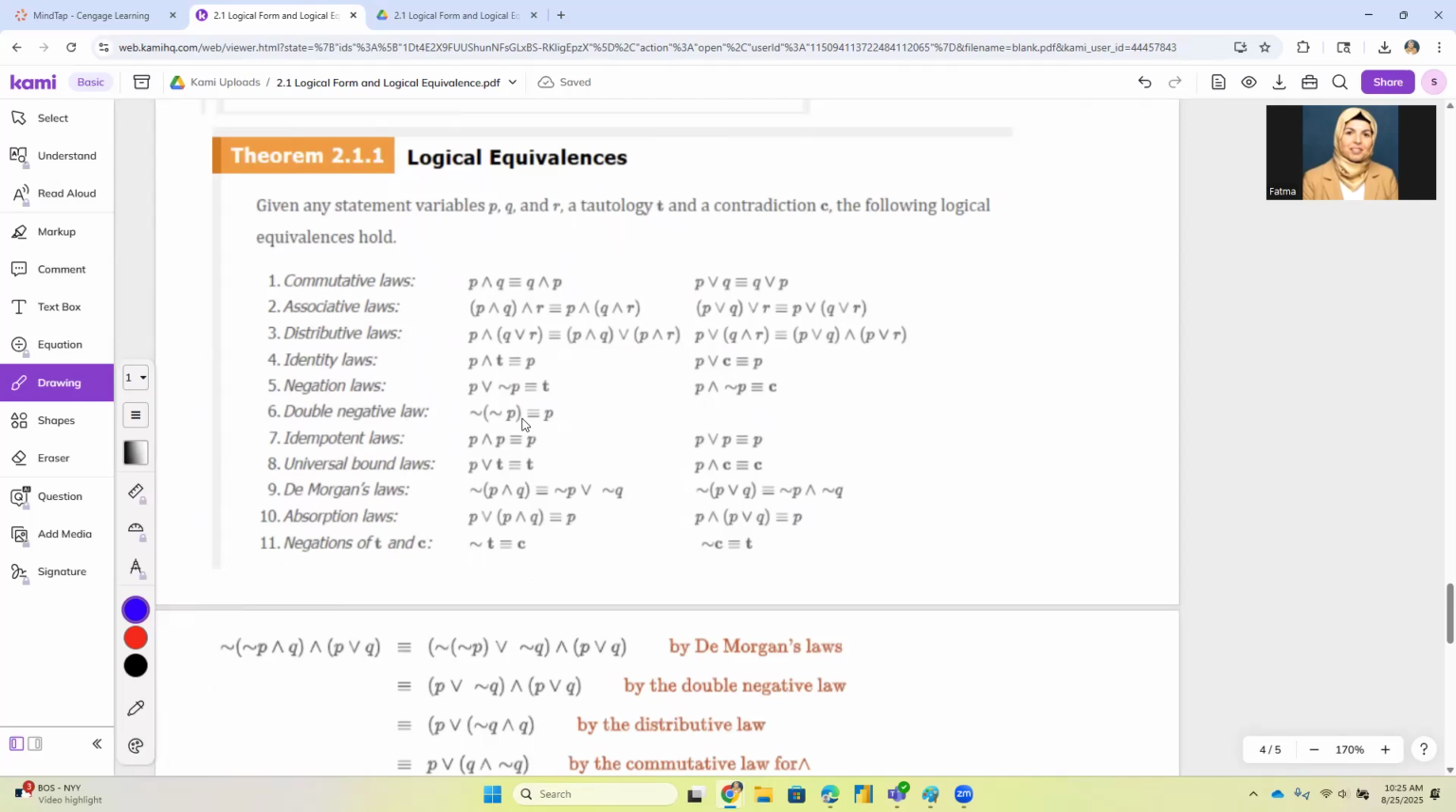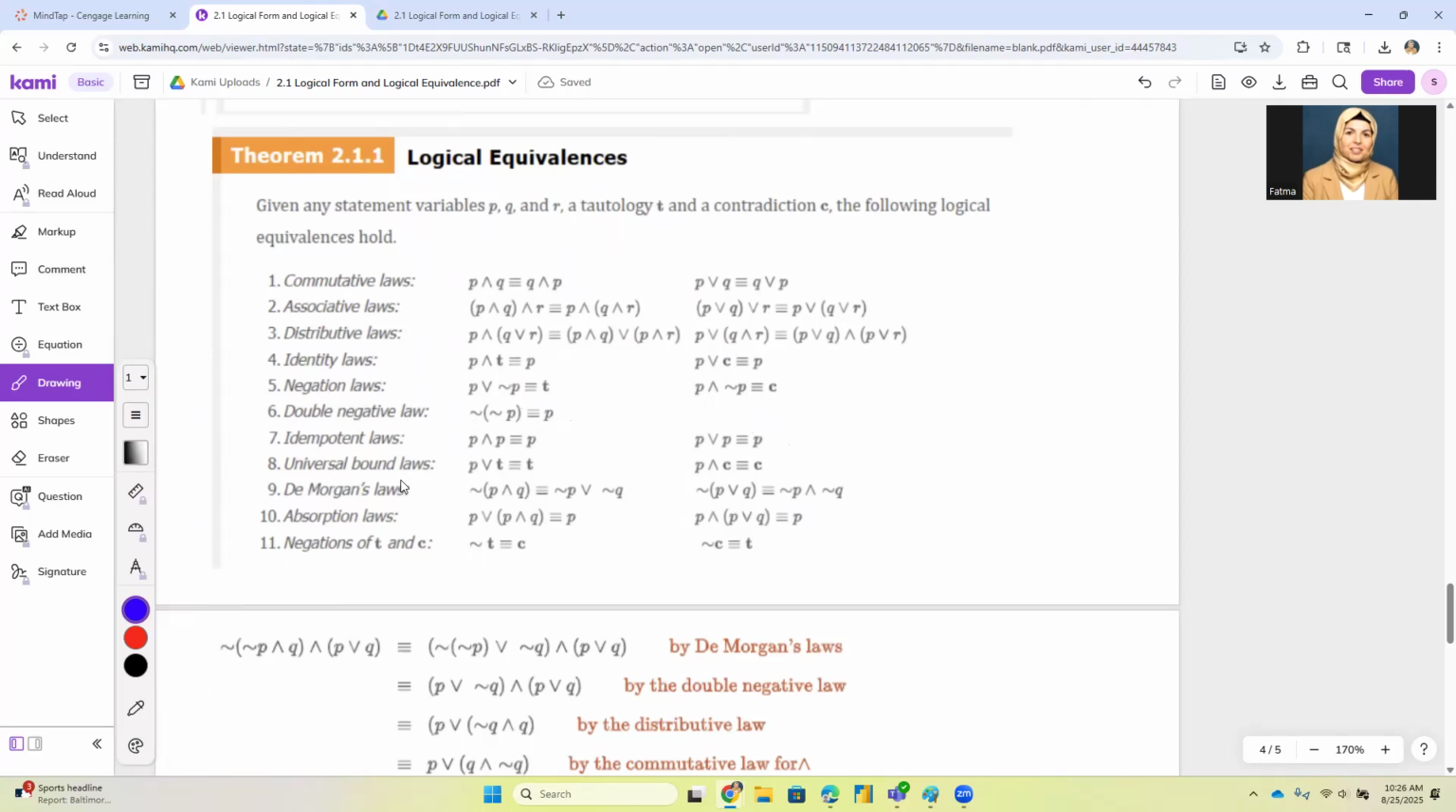Double negative law: when you have not P and take the not one more time, these two nots will cancel out and you will get the original P. Then, looking at another law, when you AND the P by itself, you will just get the P. If you OR the P by itself, you will just get the P, and this is called the idempotent laws.